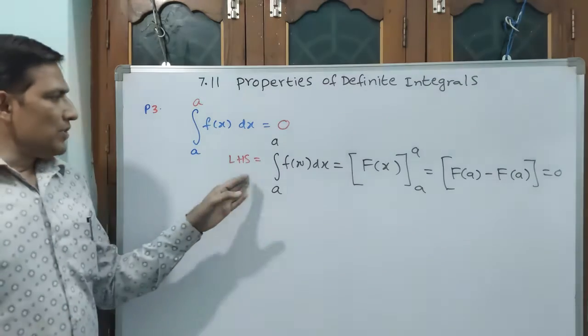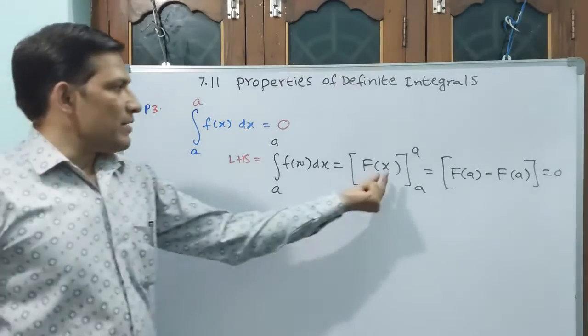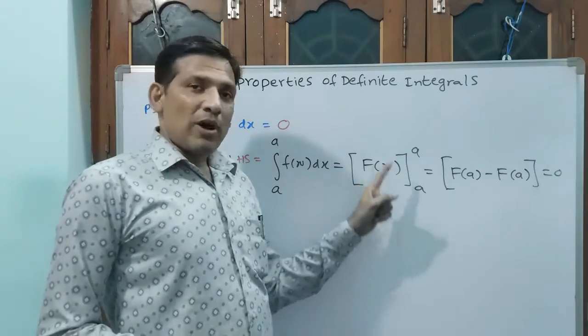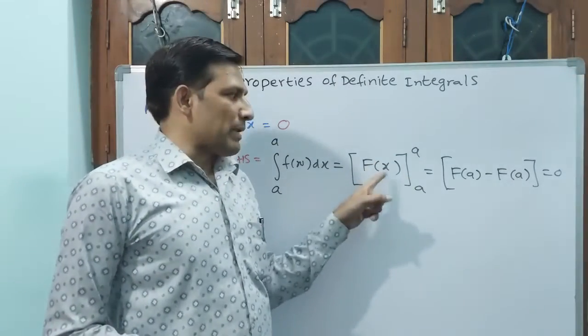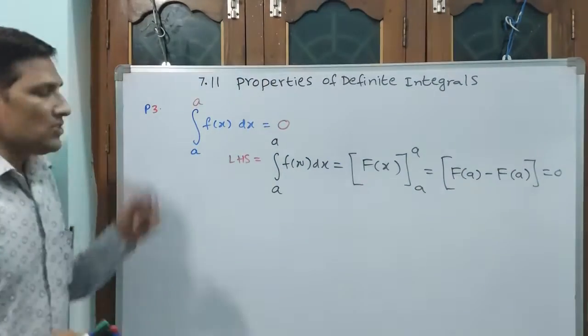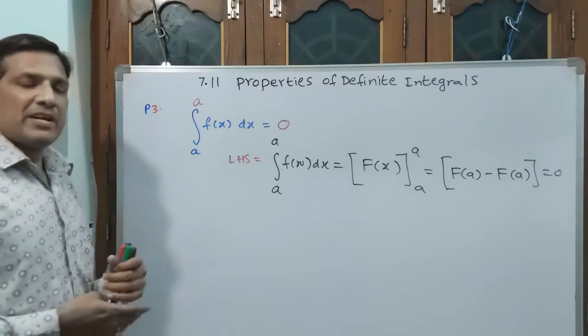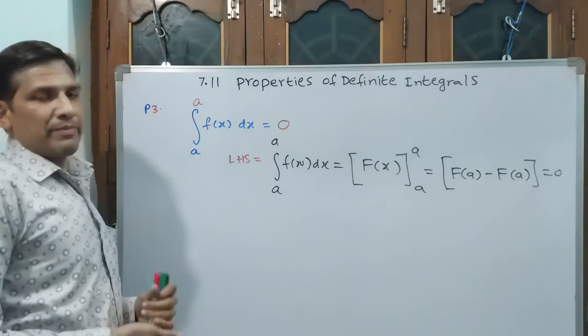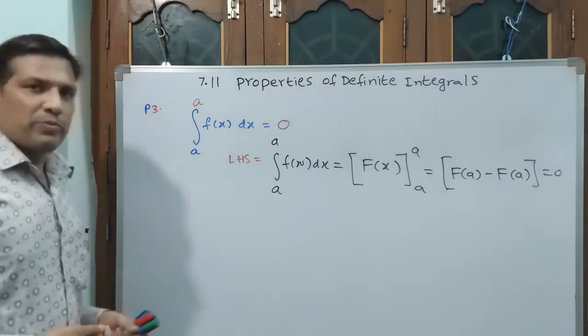See, from a to a means you have to apply both limits, upper limit and lower limit. F of a minus F of a is 0. That's all. That is why this is a property of the definite integral. You can take this as the third property. Okay, let us go for the fourth property.